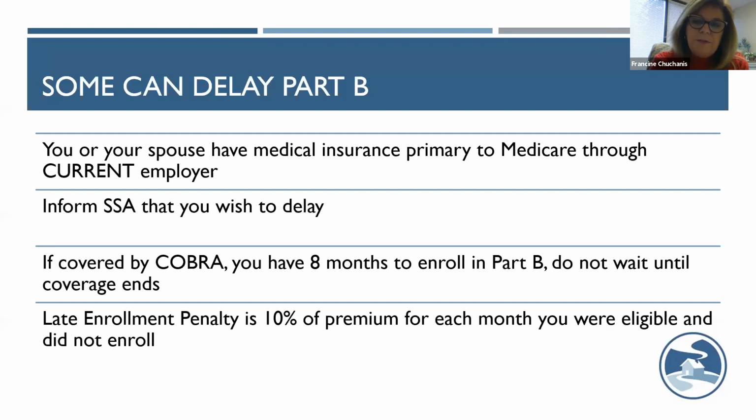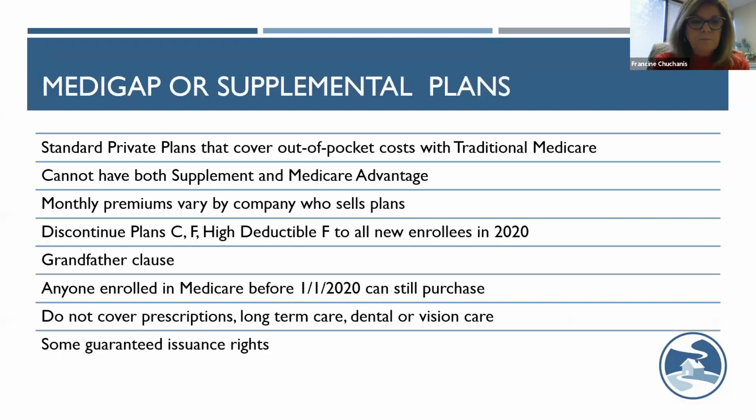If a person does not enroll in Part B when they are first eligible, there is a late enrollment penalty, which is 10% of the premium for each month you were eligible and did not enroll. And these penalties are lifetime penalties. So as you can see, there are some out-of-pocket costs associated with traditional Medicare.